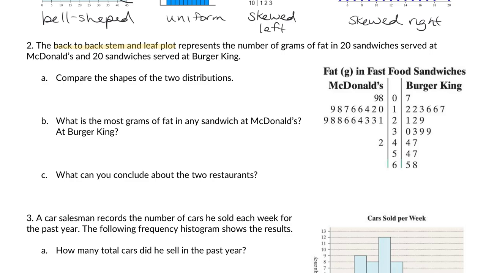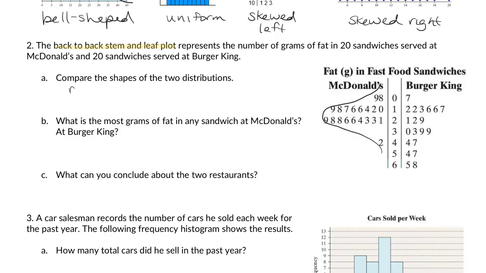Let's compare the two shapes of the distribution. This represents the number of grams of fat in 20 different sandwiches served at McDonald's and 20 sandwiches served at Burger King. If we look at the McDonald's one, how would you describe that shape? It would be bell-shaped. It's pretty rough, but we don't have anything at 5 and 6. We just look at the data.